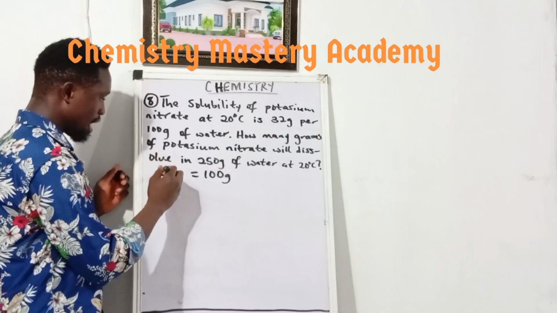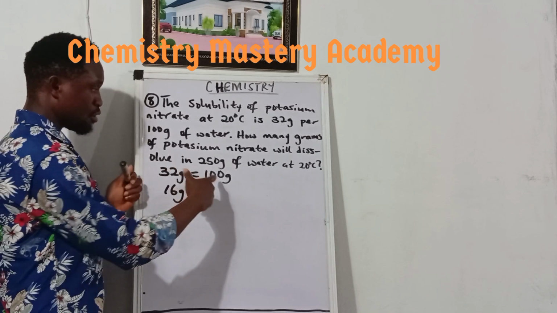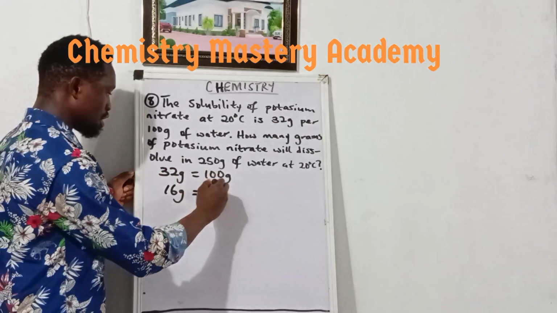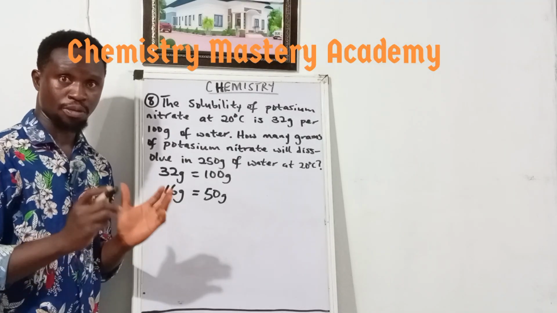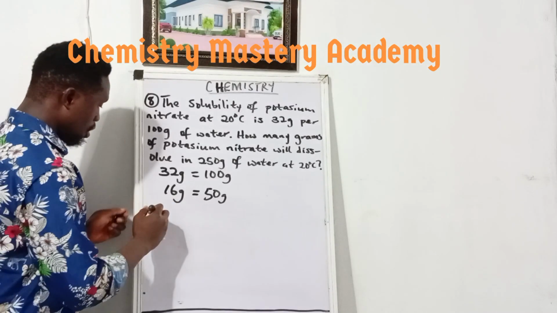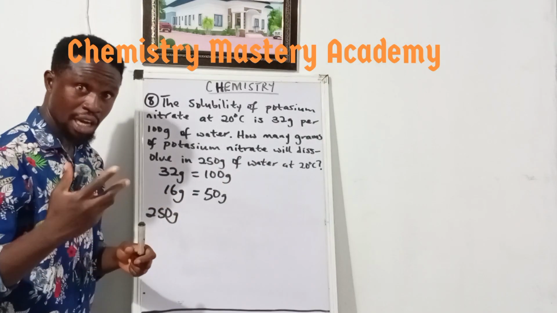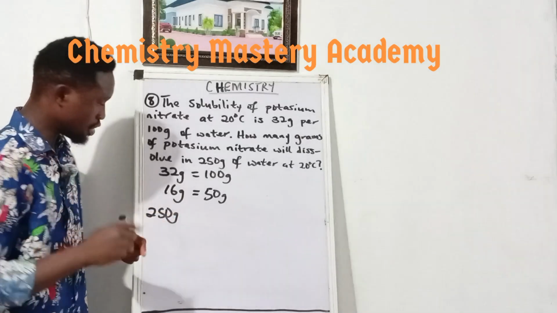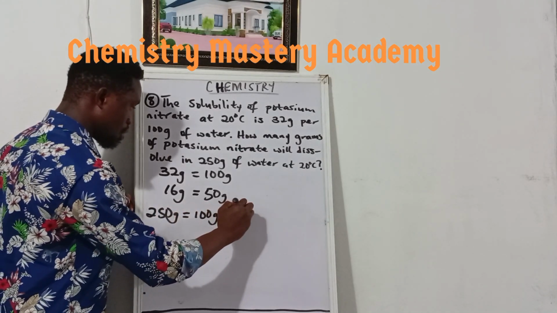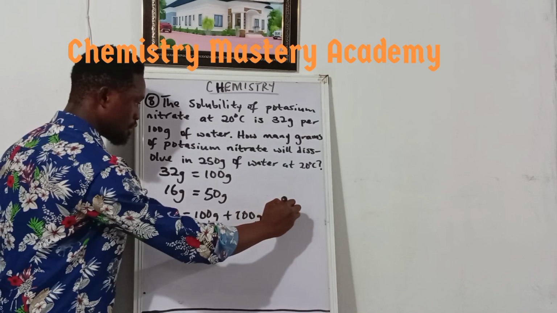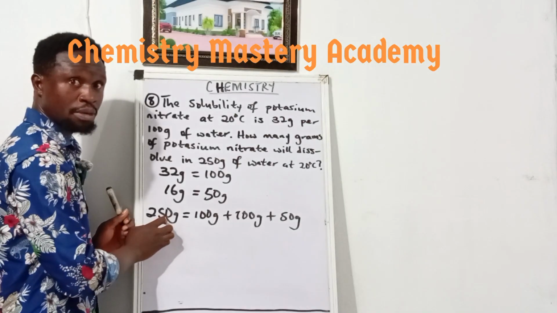What that means is this: half of 32 grams is 16 grams, and it will dissolve in half of 100 grams, which is 50 grams, following the law of conservation of mass. Therefore, for 250 grams of water, which they're asking us about, we have 100 grams plus 100 grams plus 50 grams. Those are the parts of the water that make up 250 grams, right?